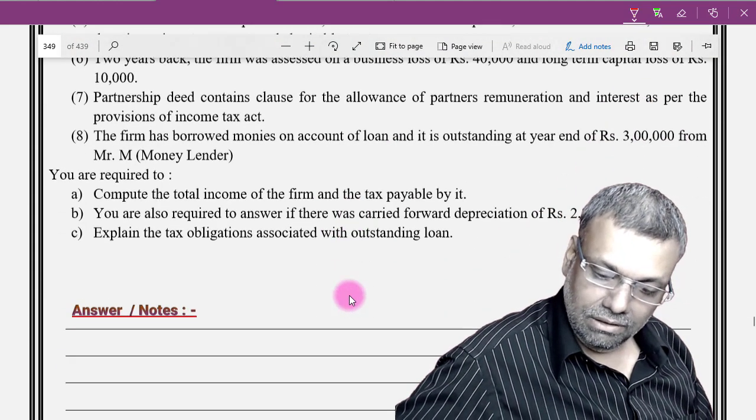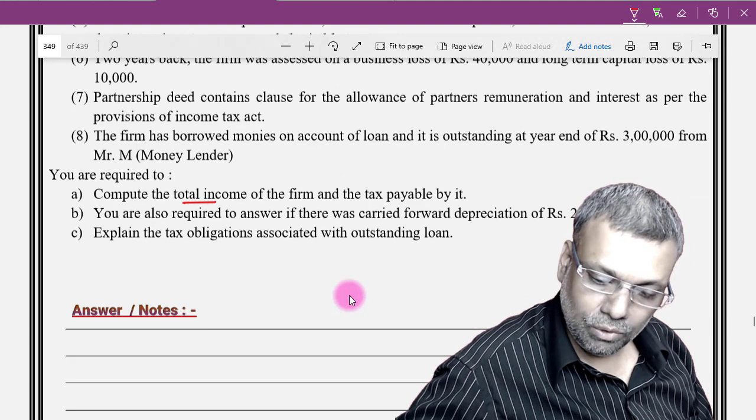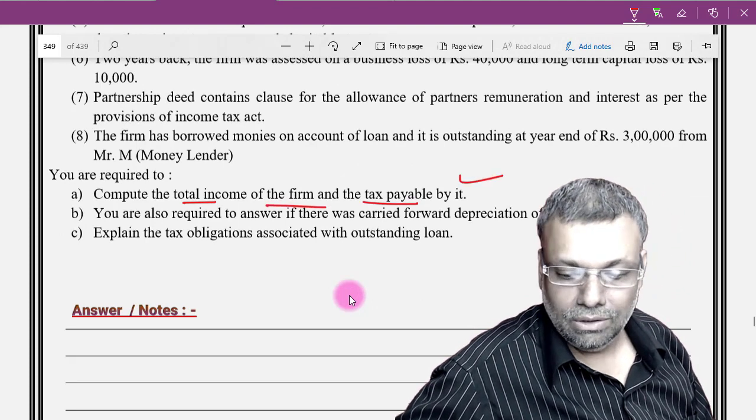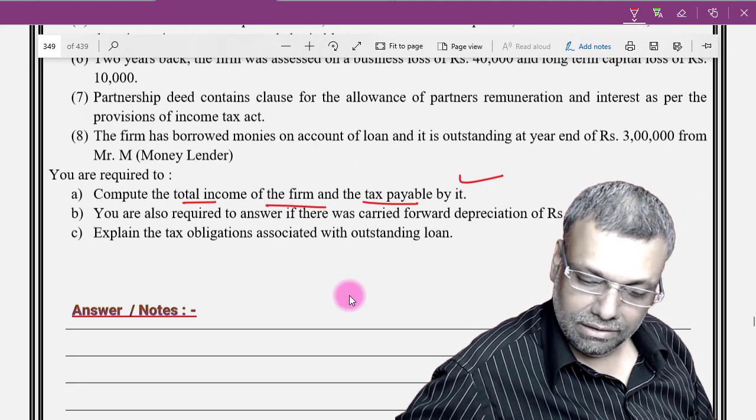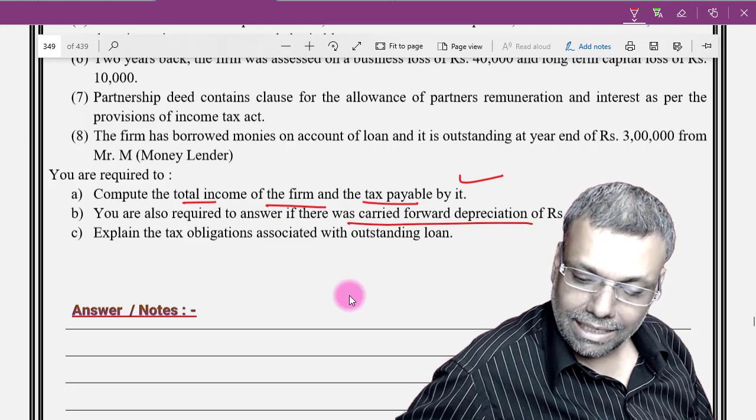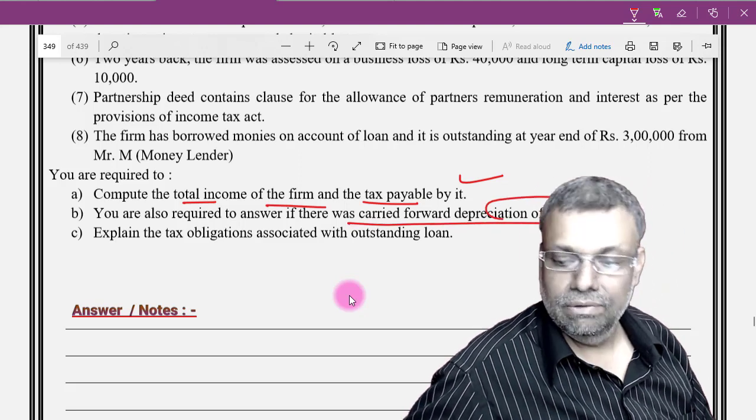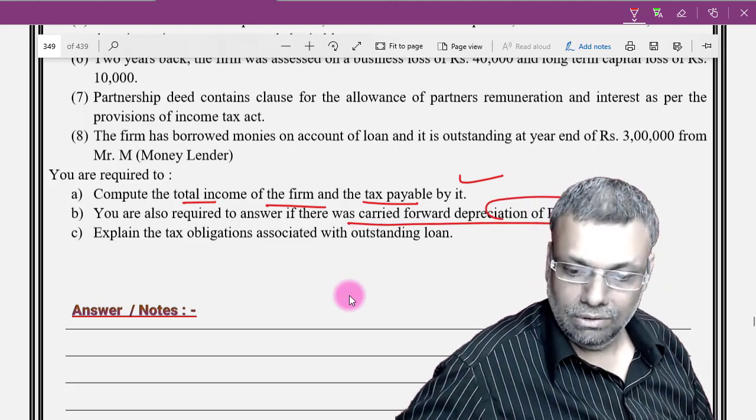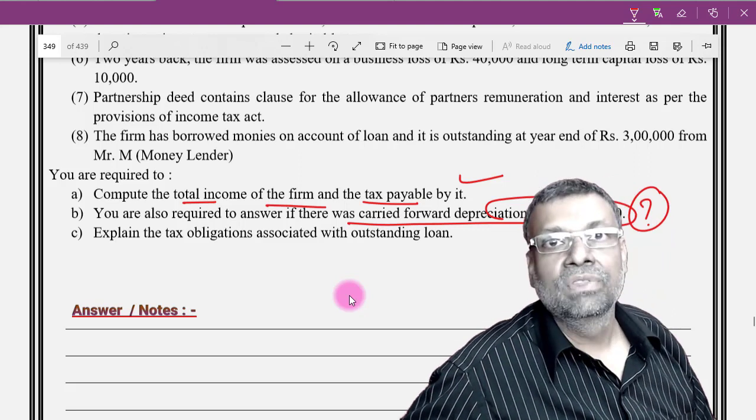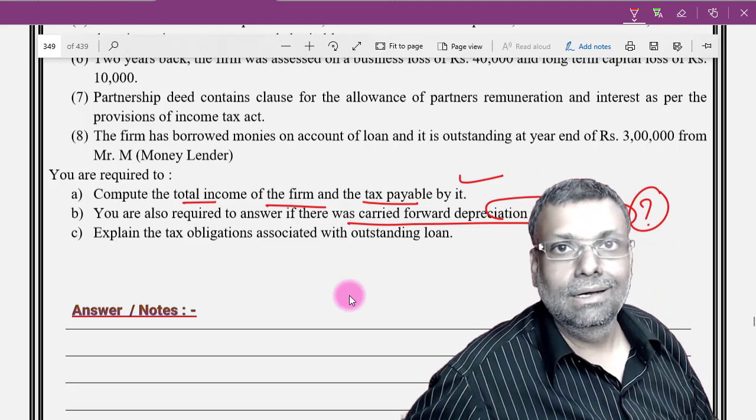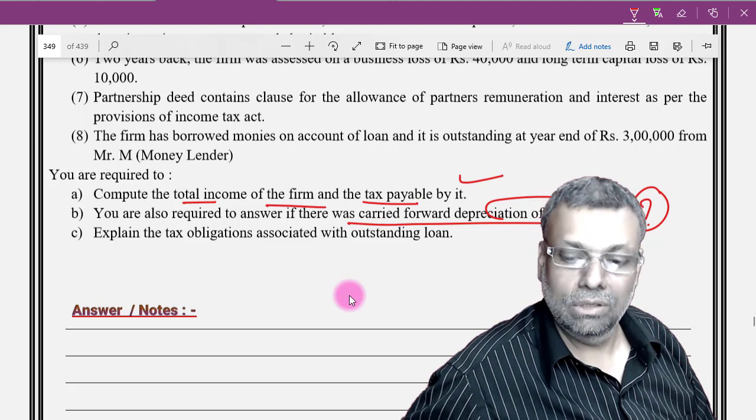Now if you are required to compute total income and tax payable, you can do that calculation. And you are also required to answer if there was any carried forward depreciation of 2,88,000. This is a real good point that has to be handled very properly in this question.